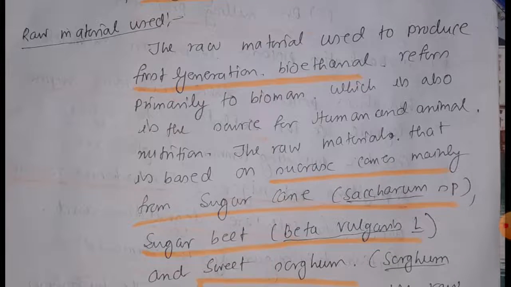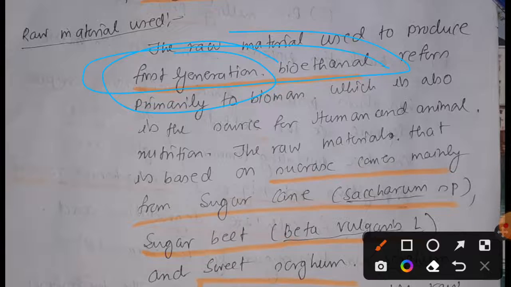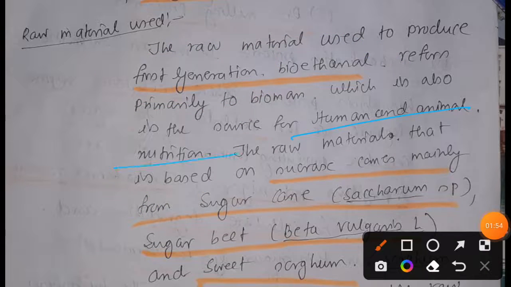So remember, bioethanol is an example of a first generation biofuel. We discussed in the first video on biofuels that first generation biofuel means biofuel produced from food materials. So here the biomass consists of things which are considered human and animal nutrition.